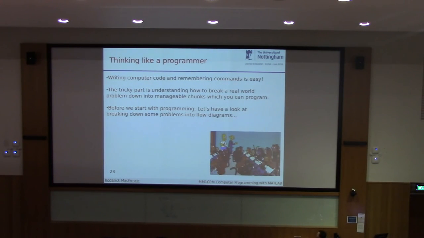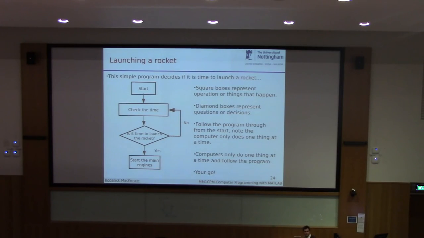So before we start programming, we're going to have a go at trying to break a problem down into little steps. Let's have a go, just with flow diagrams. This is our first program, a program to decide whether or not to launch a rocket. Boxes are things that get done, boxes on their sides are decisions, and the arrows represent program flow.